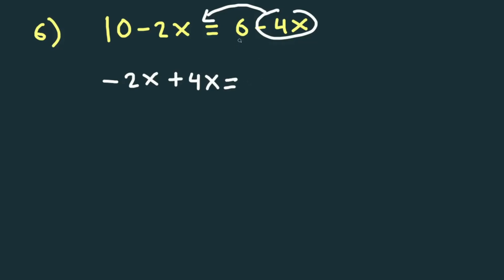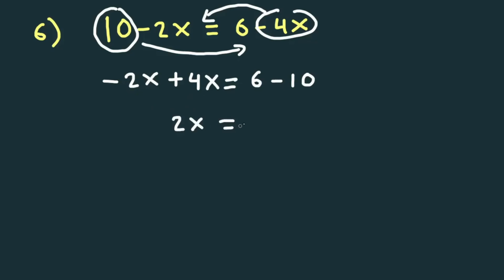Then on the right hand side I have 6, and the 10 will move to the right hand side, so it will be a minus 10. So minus 2x plus 4x is 2x, and 6 minus 10 is minus 4. We divide by 2, and x equals minus 2. You can try to bring the x terms to the right side and the other terms to the left side and see that the result would be exactly the same.